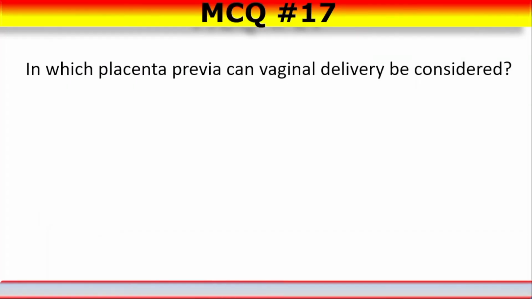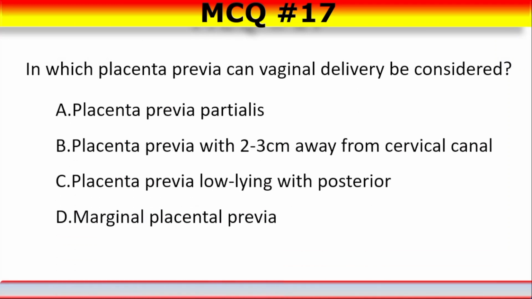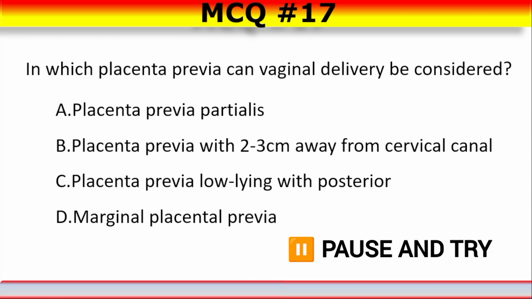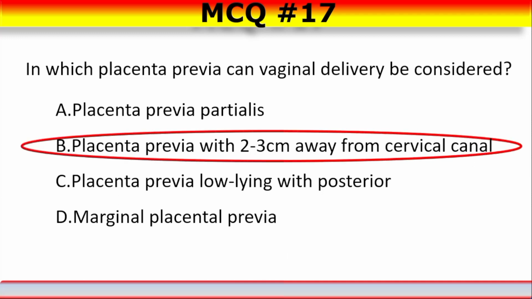Question number 17. In which placenta previa can vaginal delivery be considered? A. Placenta previa partialis, B. Placenta previa 2 to 3 cm away from the cervical canal, C. Low-lying placenta previa with posterior placenta, D. Marginal placenta previa. The correct answer is B. Placenta previa 2 to 3 cm away from the cervical canal, and if the placenta is anterior, vaginal delivery can be considered. So that's the correct answer.